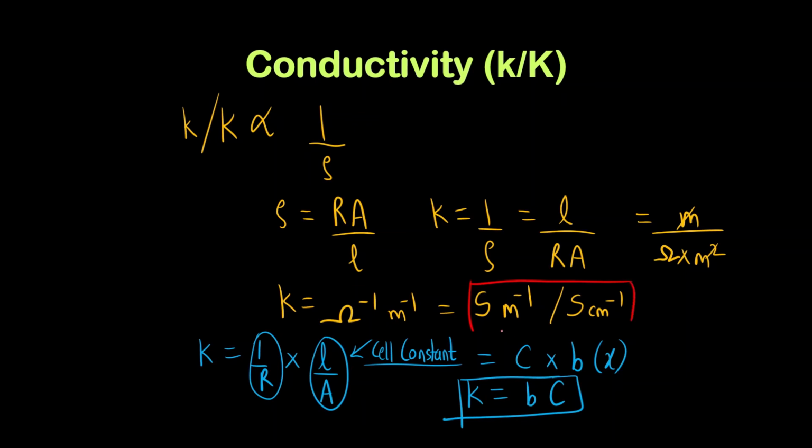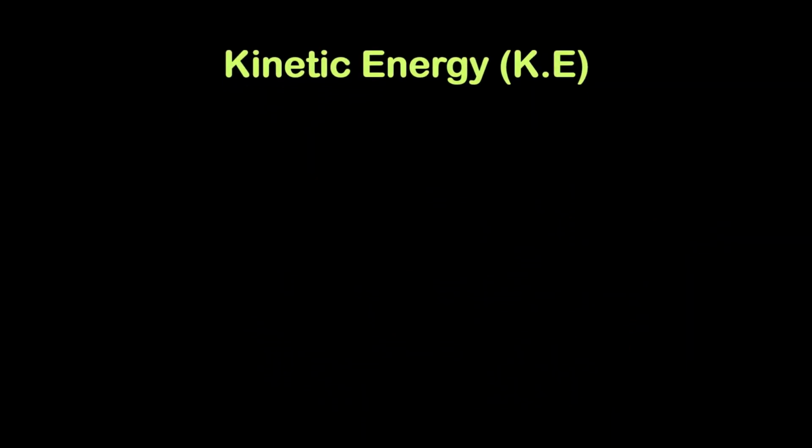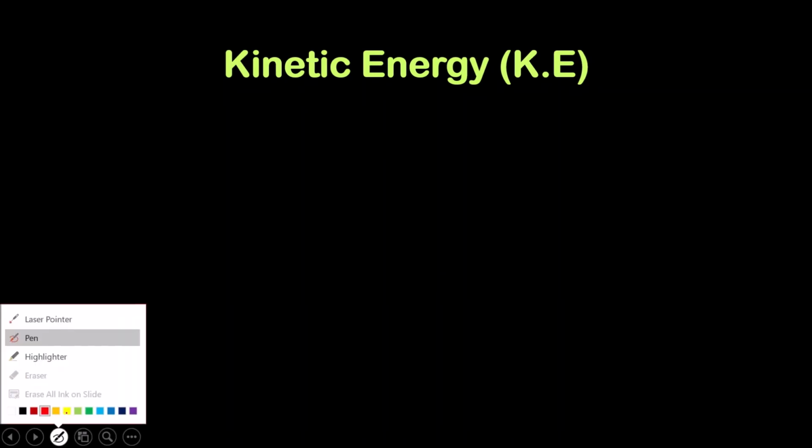Siemens per meter inverse, or in CGS units it will be Siemens per centimeter inverse. So this was another very important unit, that is conductivity. And now let us see kinetic energy and potential energy.